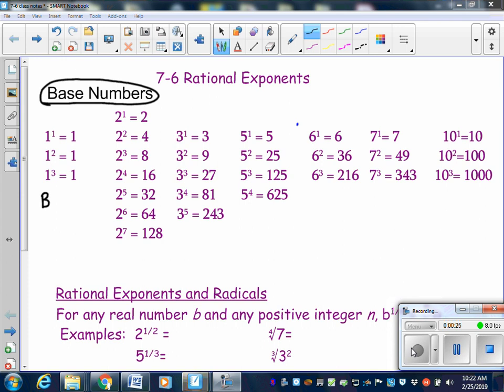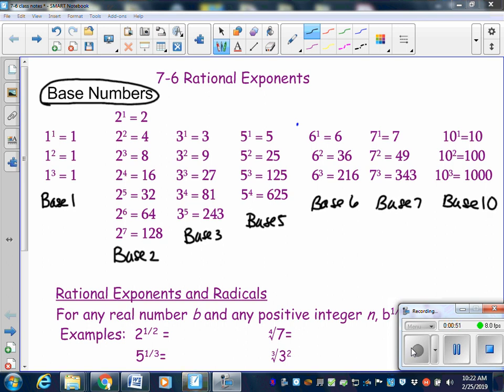This is called base 1, and 1 to the first is 1, 1 to the second is 1, 1 to the third is 1, and so on. This is called base 2. 2 to the first is 2, 2 to the second is 4, and so on. You can read the chart. And then the next one is base 3. The next one is base 5, base 6, base 7, and base 10.